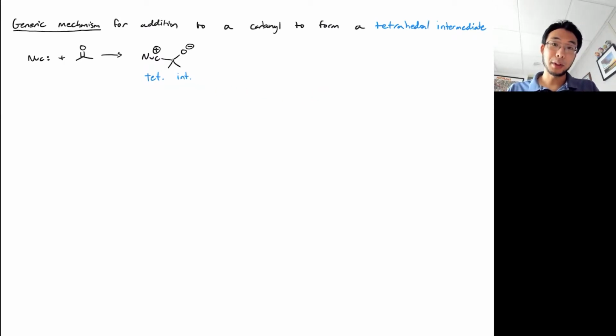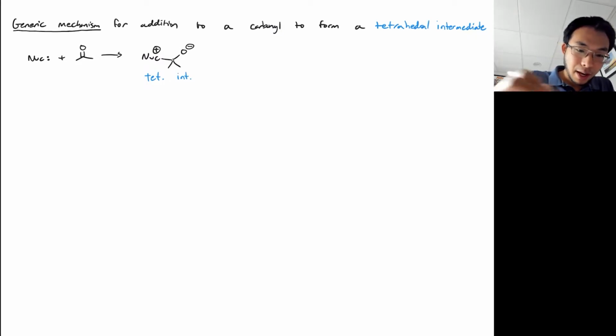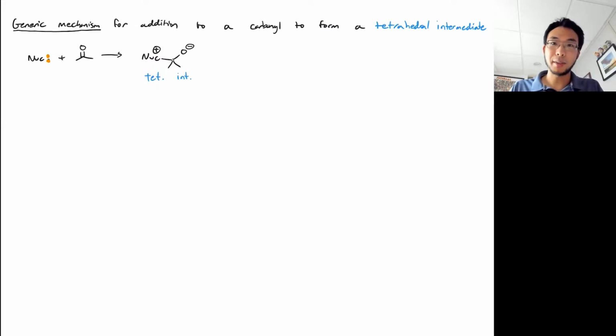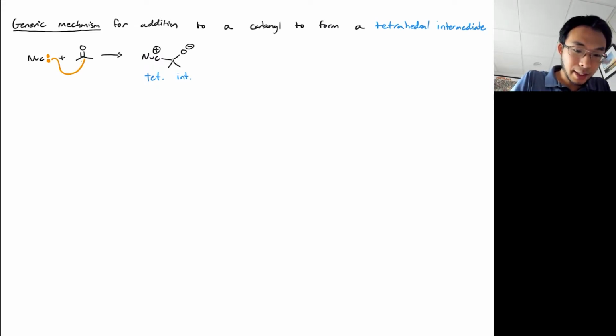The arrow pushing for the mechanism looks like this. So I am looking at the lone pair of the nucleophile as the reacting pair of electrons. That is attacking the carbon of the carbonyl. That then causes a pair of electrons on the carbonyl to get pushed out of the way onto the electron sink, which is the oxygen.